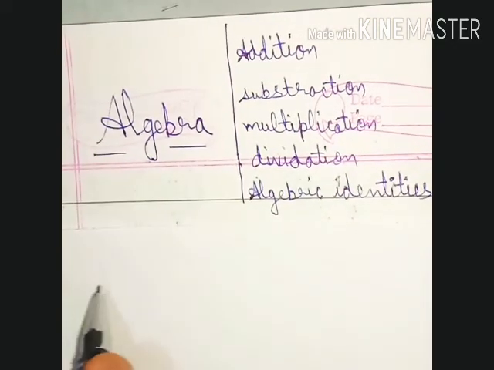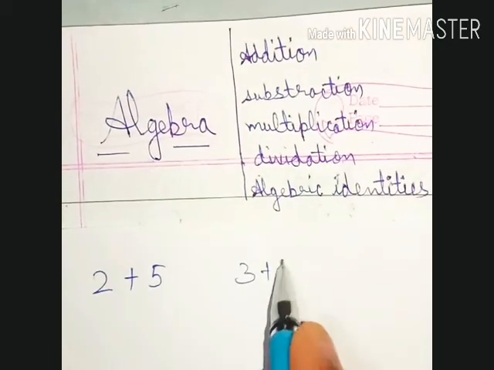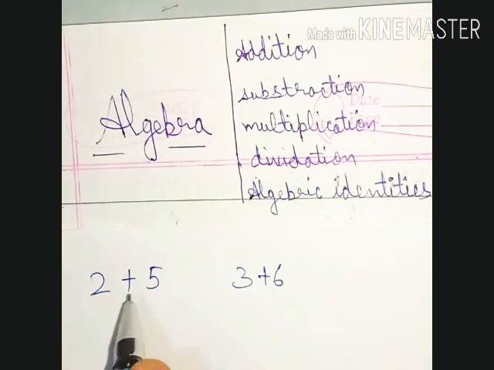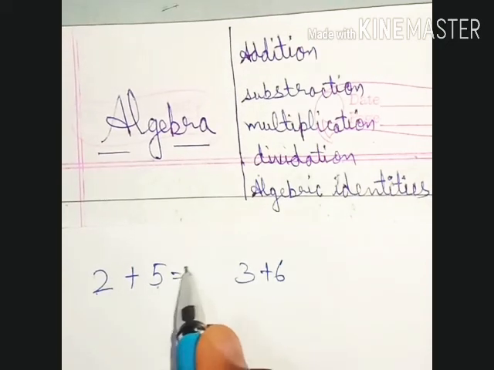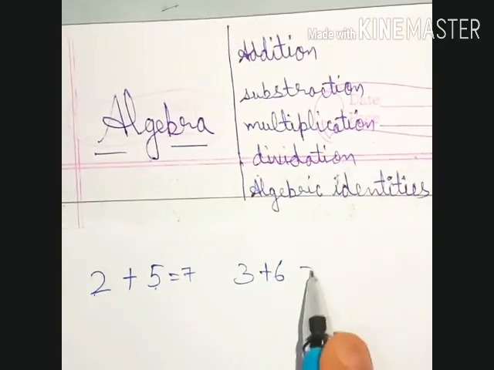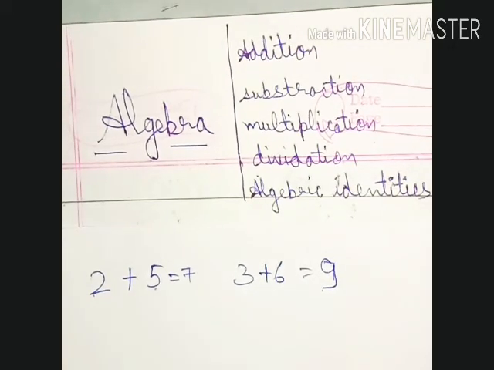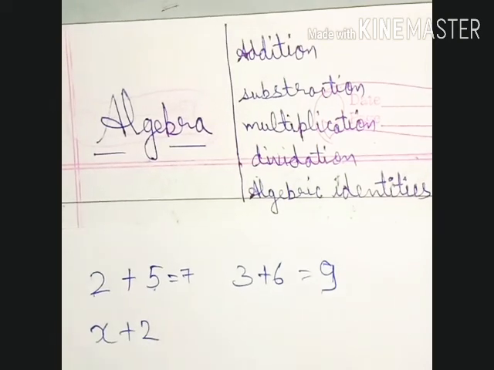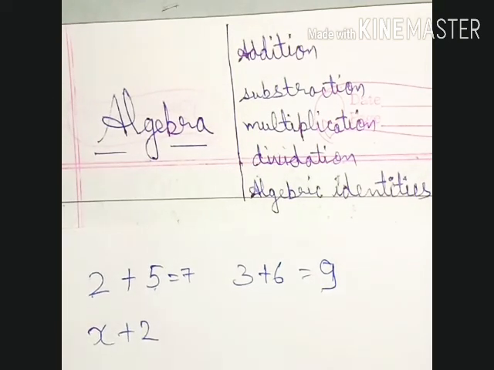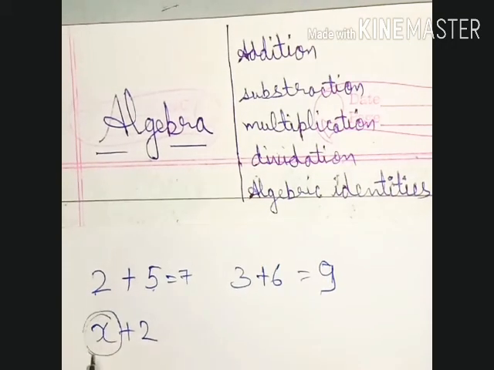In normal math, we use numbers like 2 plus 5, 3 plus 6. We know these are simple numerals, and you know how to add them. 5 plus 2 we write 7, 6 plus 3 we write 9. You are all familiar with this. The same things happen in algebra. If we write x plus 2, can you add it? No, because to add this we need a value of x.